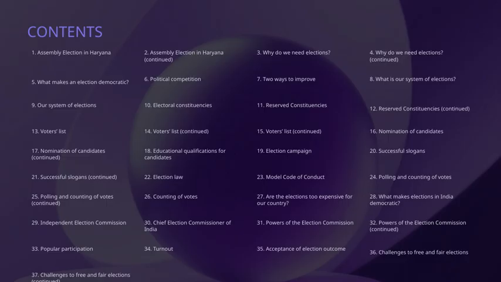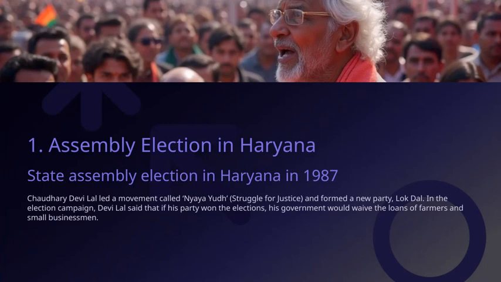maintaining electoral integrity. Today, let's talk about the Assembly election in Haryana in 1987. This was a significant event in the state's political history. Shohari Devi Lal, a prominent leader, led a movement called Nyaya Yudh, which means struggle for justice. This movement was focused on addressing the issues faced by farmers and small businessmen. Devi Lal also formed a new political party called Electoral, which became a major force in this election.